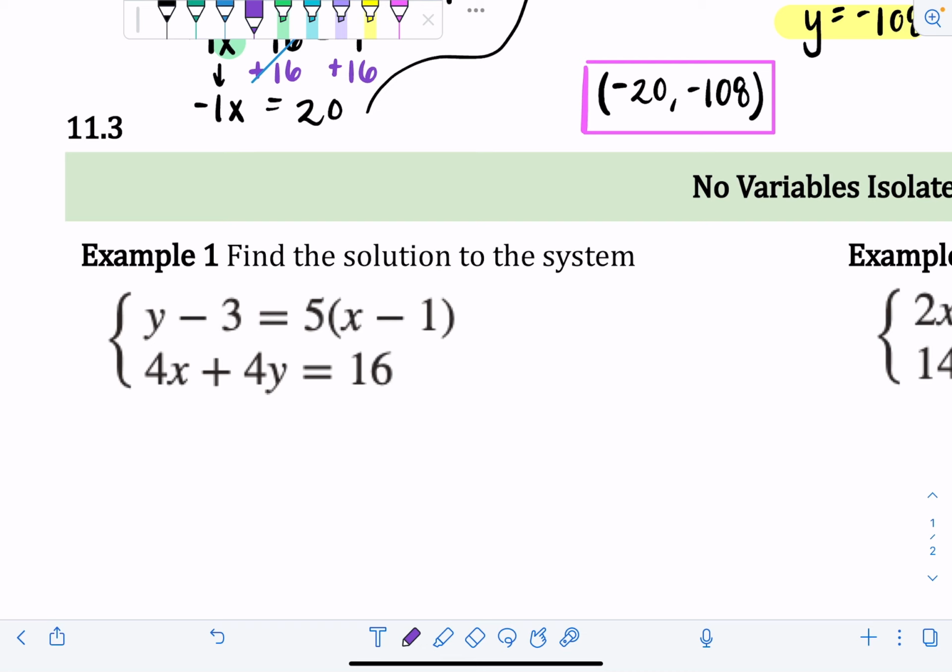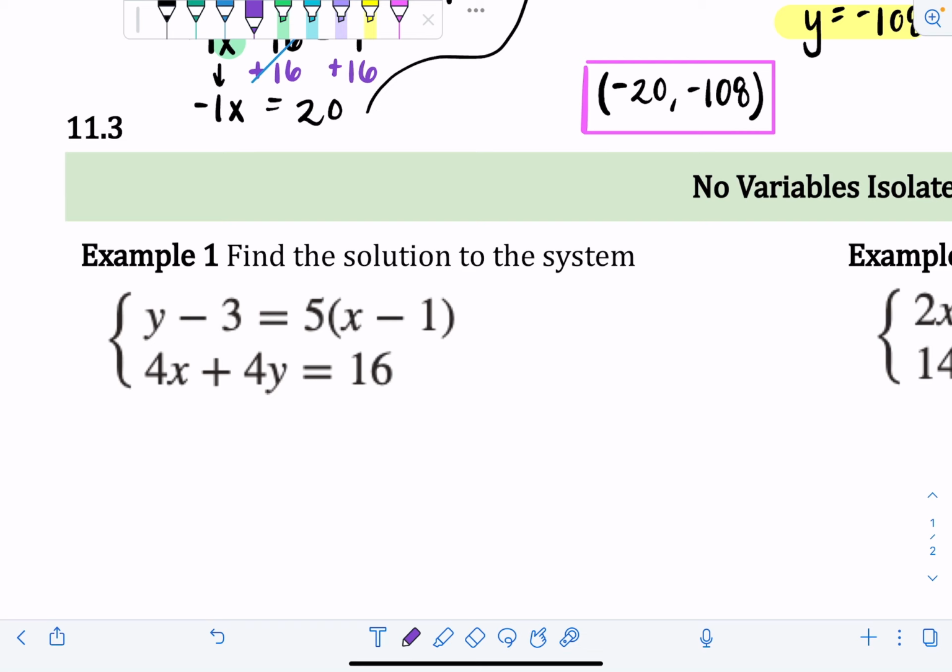Okay, so when you're deciding which variable to isolate, if we look at example 1, it's y minus 3 equals 5 times x minus 1. And the second equation is 4x plus 4y equals 16. So we want to get a variable by itself.